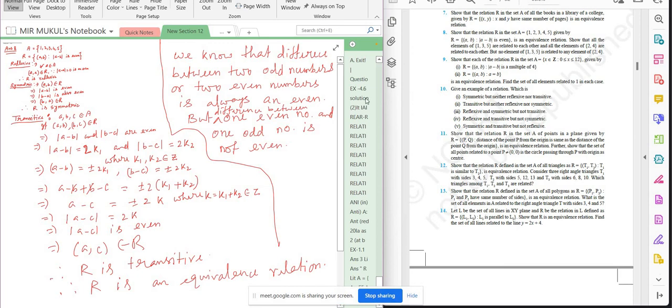Therefore, we can say that 1, 3, 5 are related with 1, 3, 5 and 2, 4 are related with 2, 4. But 1, 3, 5 is not related with 2, 4. So after that you will write that line, then you will get the answer. So that logic is for 1 mark, okay, you will get.